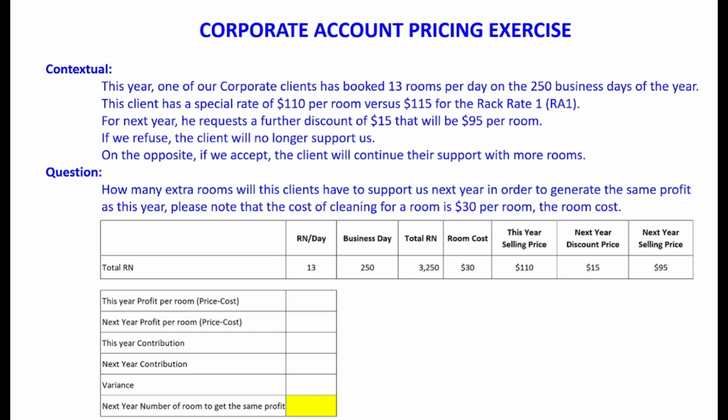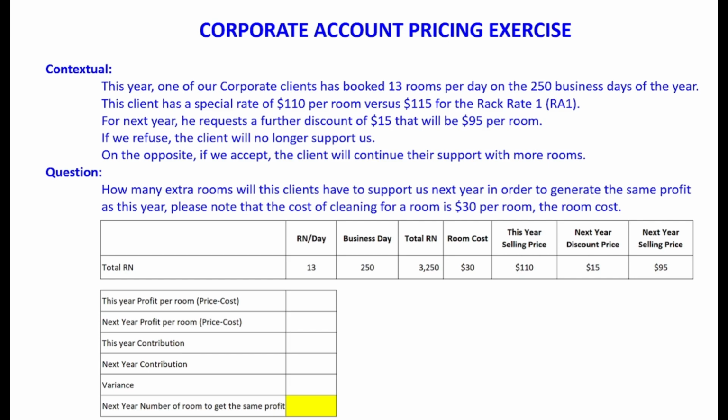This account is so important for the hotel business because they will produce 13 rooms on a daily basis for the whole year, with 250 business days out of 365 days. They have a special rate of $110. The rate is very high compared to the regular rate or our public rate of $115. That's why they are asking for more discount of $15. So the new rate for next year will be $95 per room per night.